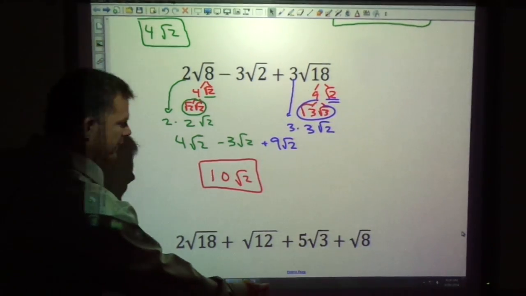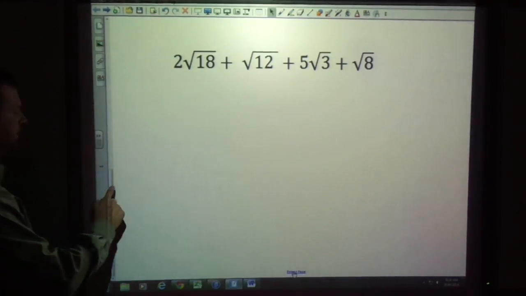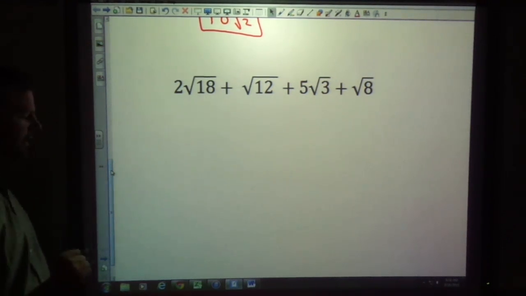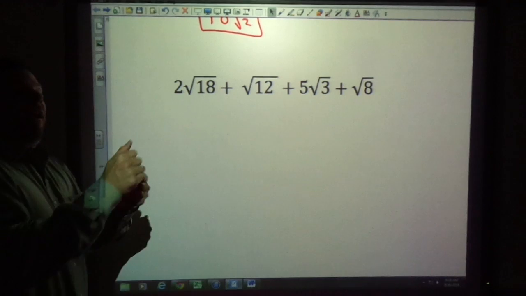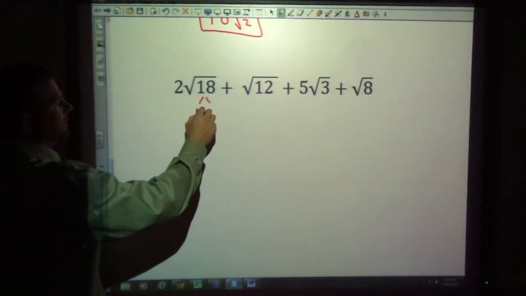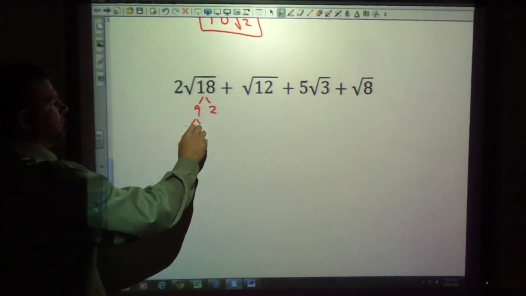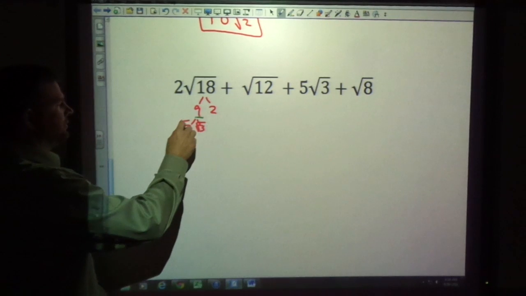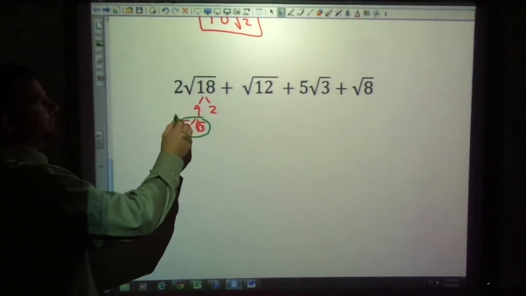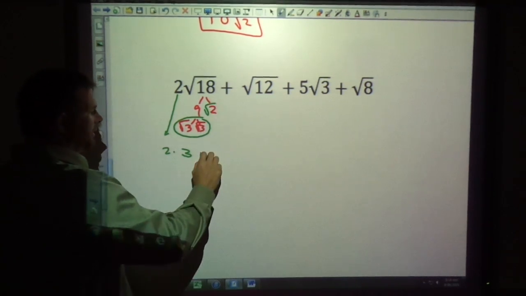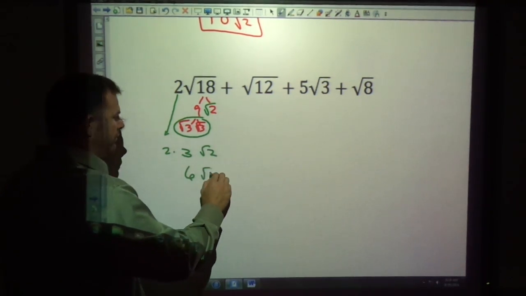Alright, try this one. Can you do this one? Pause it and try it, and then check my answer. And play. This one we can make it break down to 9 and 2 and 3 and 3. So we've got this, which is plain 3 times plain 2 with a root 2 left over. So this is 6 radical 2.